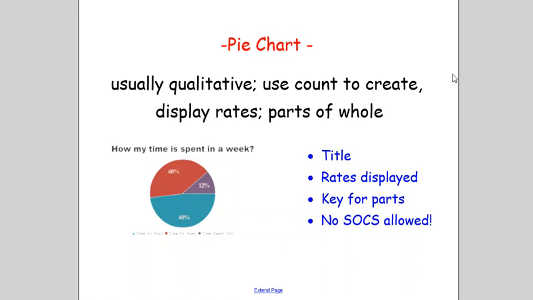There's no way to analyze a pie chart with SOCS. That makes no sense. You can't say that that pie chart has a left skew or a right skew. You can't talk about the center of that pie chart. So if you see a pie chart, please do not try to analyze that with SOCS. A pie chart would still have a title, and it's going to have a little key for the parts to it. I think the key got cut off in that picture, but you would usually have a key.